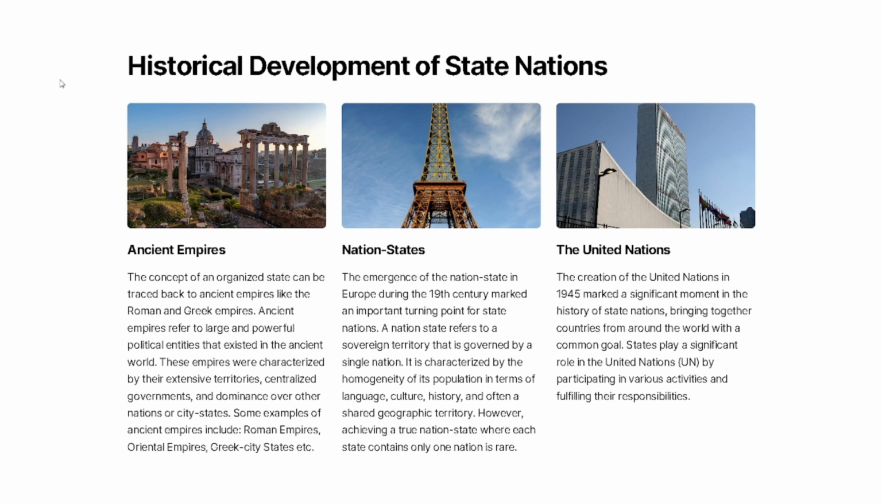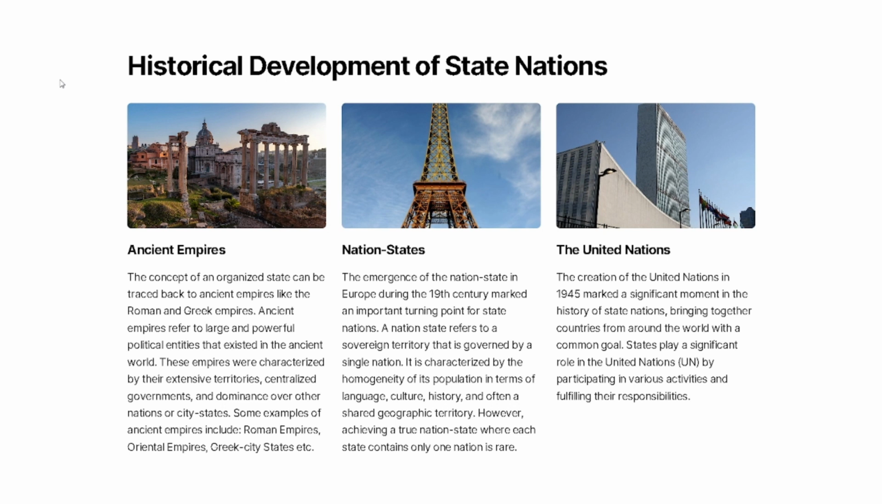On the other hand, the nation states are the states whose emergence we can see in the 19th century, and a nation state refers to a sovereign territory that is governed by a single nation. It is characterized by a homogeneity of its population in terms of language, culture, history, and often a shared geographical territory.